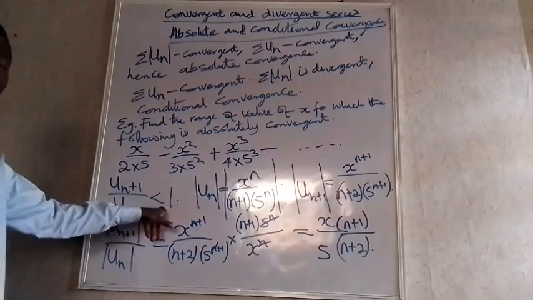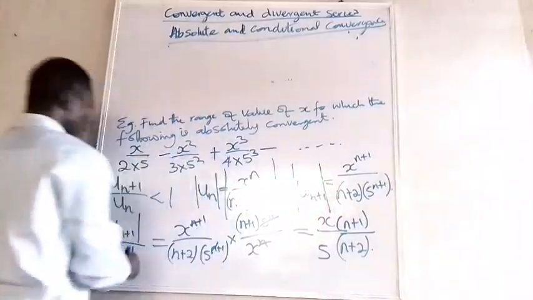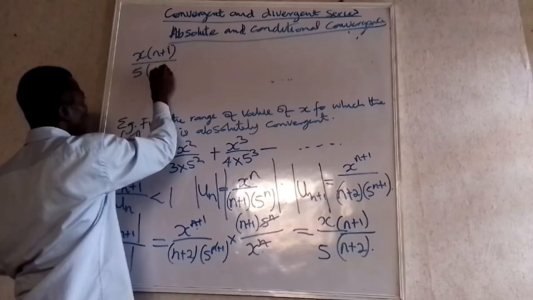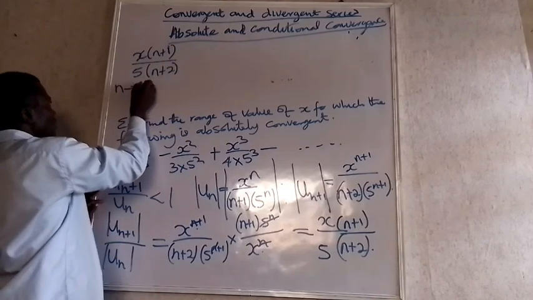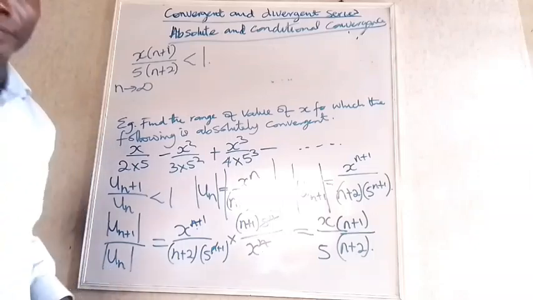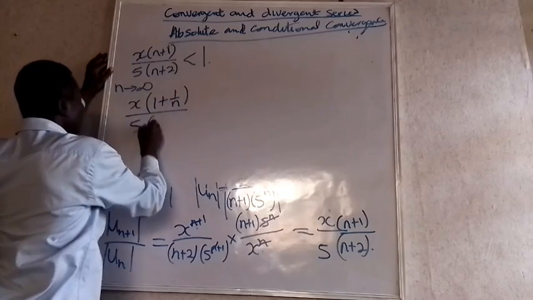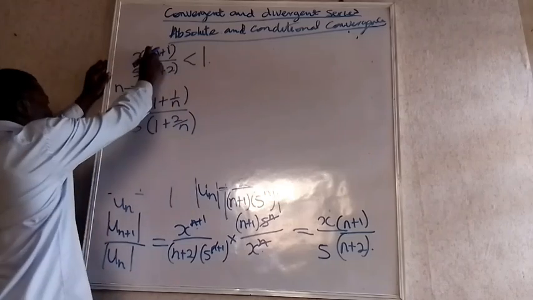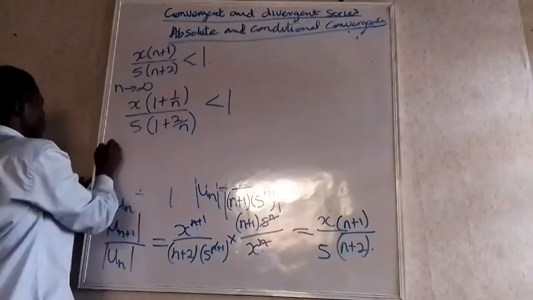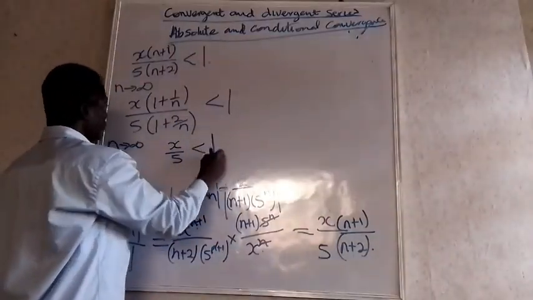And for convergence, this value should be less than 1. Now, when we want to have convergence, it means that x into (n plus 1) over 5 into (n plus 2), and for convergence at infinity, which means that n tends to infinity, must be less than 1. So what does that give us? Let's do our normal approach: x into (1 plus 1 over n) over 5 into (1 plus 2 over n). That is, we divided the numerator and denominator by n, so it must be less than 1. From here, we know that when n tends to infinity, 1 over n and 2 over n become 0. Therefore, we have x over 5 is less than 1.